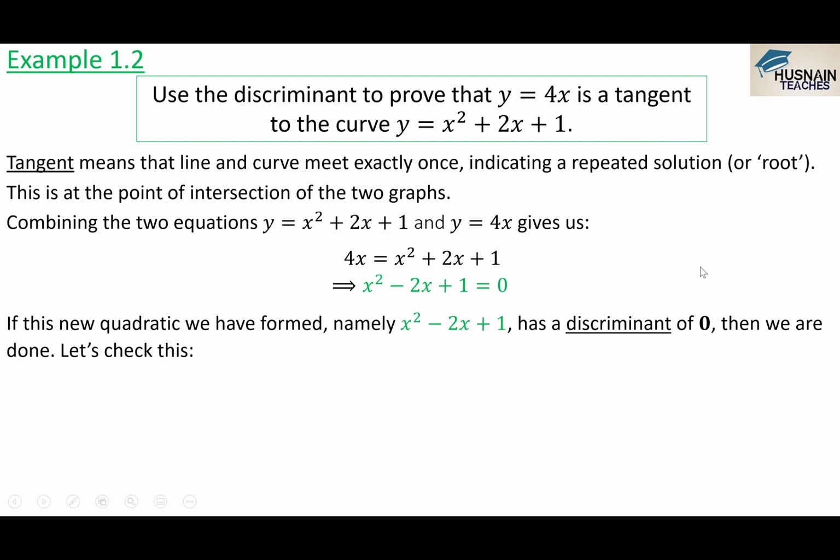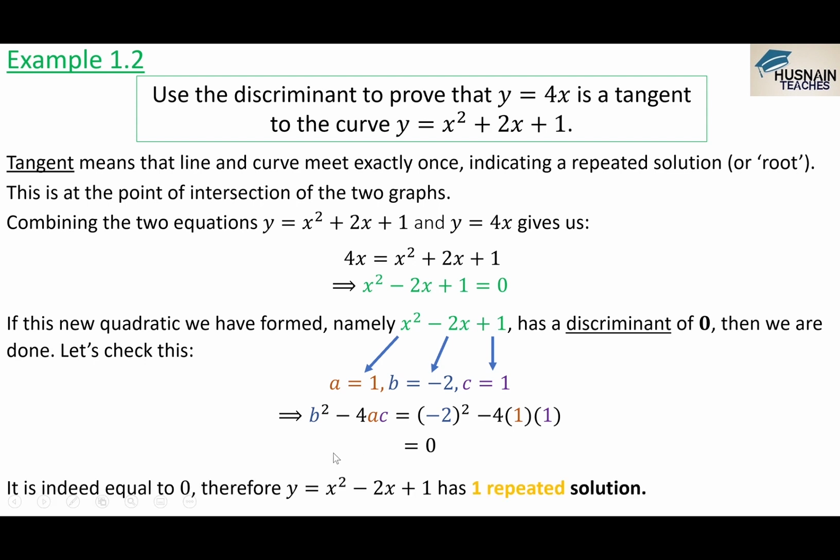So let's quickly check. A equals 1, b equals minus 2, and c equals 1, of course, in this quadratic. Substituting those values in, we get an output of exactly 0, and that's exactly what we wanted to prove. And therefore, this quadratic has one repeated solution.